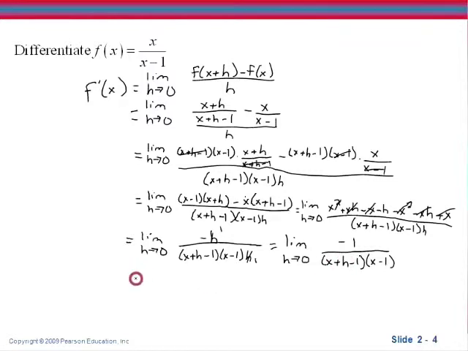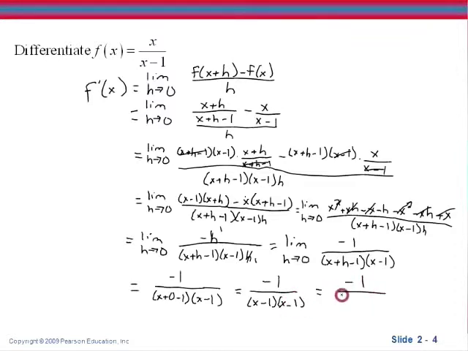Now I'm at a point where I can plug 0 in. If I plug 0 in, my denominator will not be undefined. So if I plug in 0, I'll have -1 on top in the numerator. On bottom I'll have x plus 0 minus 1 times x minus 1, which gives me -1 divided by x minus 1 times x minus 1.